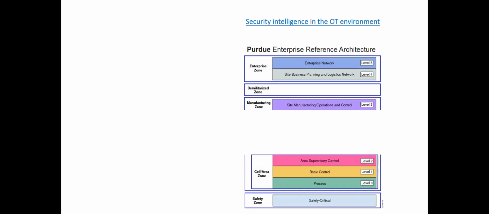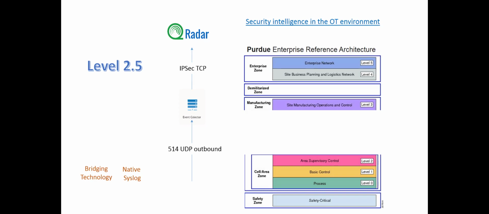Now, if we take a look at that security model, and I separate it out a little bit, I will take this data, using the bridging technology or the native syslog, all the same to me, and at level 2.5 I will put a QRadar event collector. This takes 514 UDP, just straight one-way communication, no return trip, and sends it up to this collector. This is all of the logging data, right? And it's how it's supposed to work.